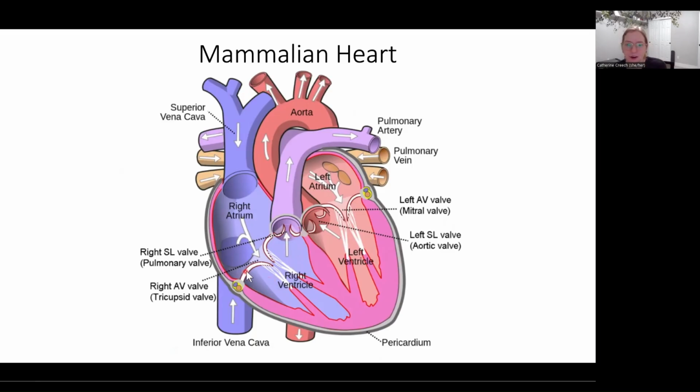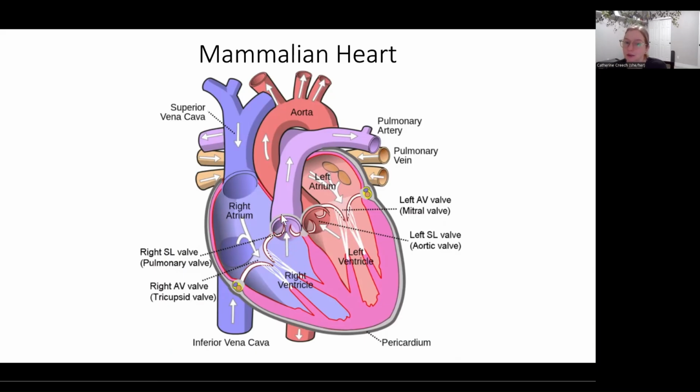We have our AV valve right here, so atrioventricular. And this one is on the right. This has 3 flaps, and so it's called the tricuspid valve. So 2 different names for this valve. We're also going to have semilunar valves, so SL, semilunar. They look like little half moons. They're also called the pulmonary valve. So we're going to have right and left semilunar valves.